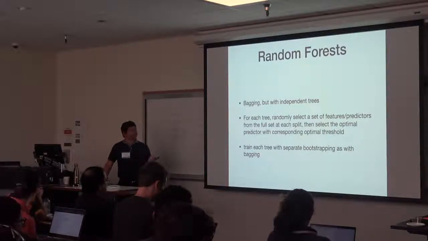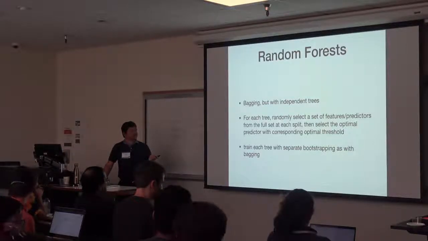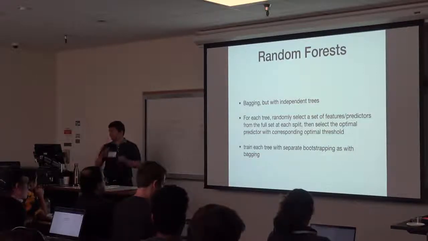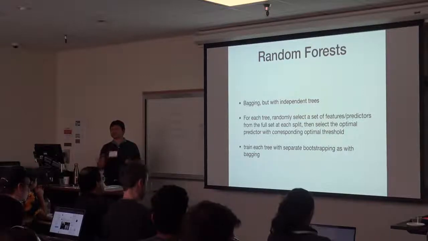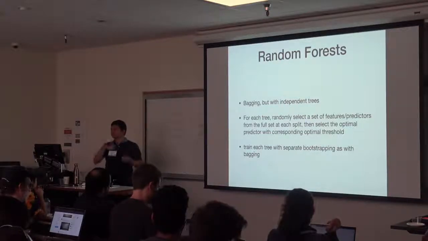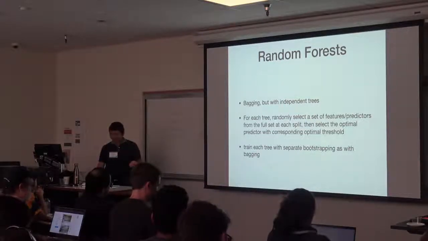The trees are completely different from each other. And so for each tree, randomly select a set of features and predictors from the full set at each split, then select the optimal predictor with corresponding optimal threshold. So you are now using a subset of features. And so any features that you may be using, like temperature, color, size of the star, and so on, rather than using all 30, you use only a subset of those.